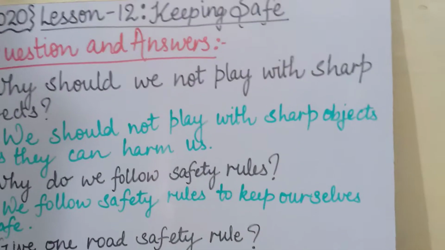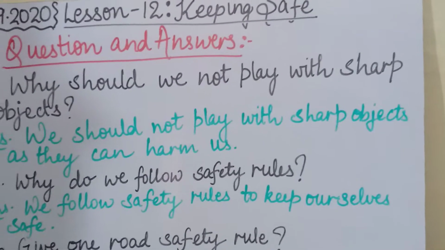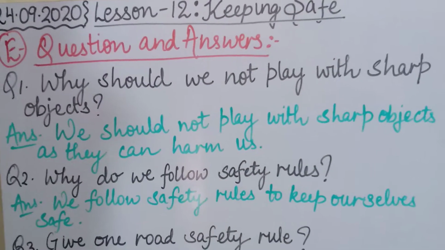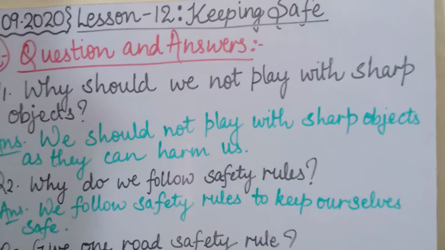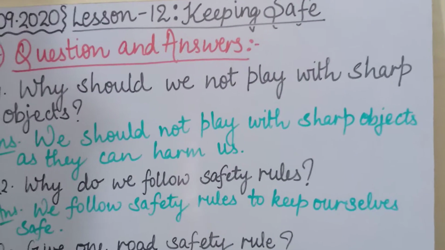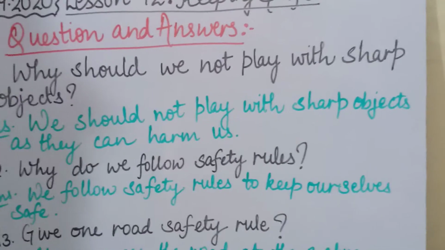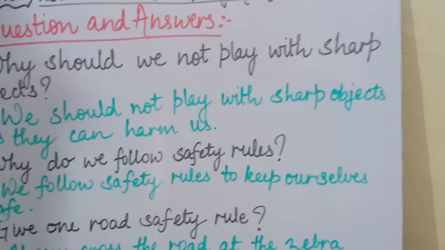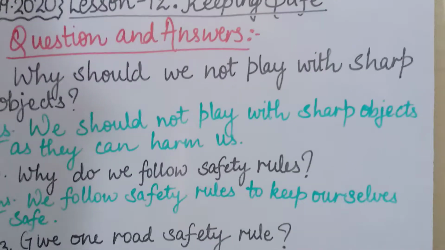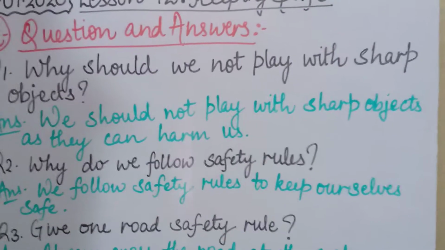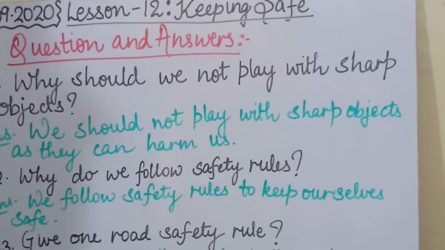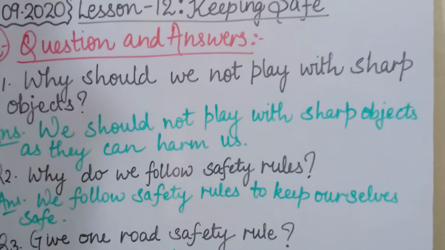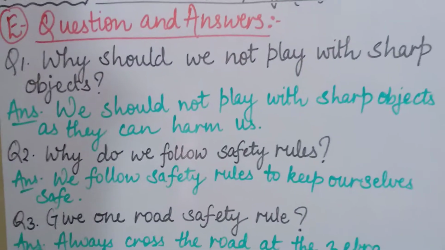Now, before starting with question answers, I would like to give you a short introduction about the chapter again so that you will be able to recognize it. Keeping safe means how we keep ourselves safe when we are at home and when we are outside home. Agar hum ghar mein hain ya ghar ke bahar hain to bhi hume kaise apne aap ko safe rakhna hai, uske liye we have to follow some rules. There are many rules and these rules are called safety rules. Rules which we follow to keep ourselves safe are called safety rules.